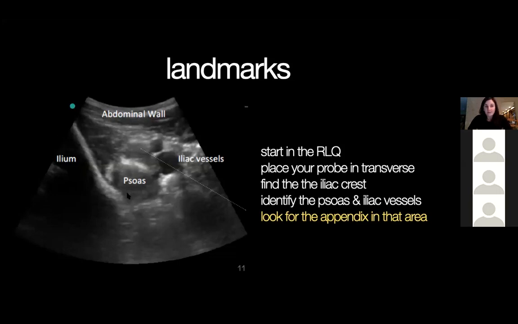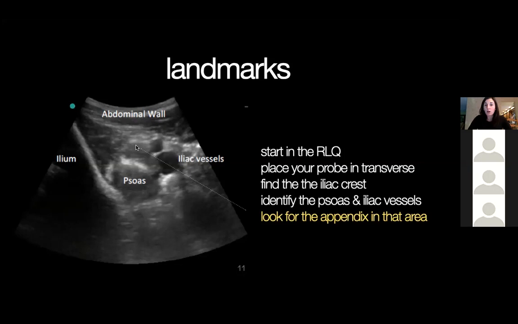Once you have the iliac crest, you're going to find some other structures that might ring a bell. The psoas muscle. So this is the psoas muscle that I can identify right here, okay? And the iliac vessels. So you're actually quite deep in the pelvis, right? You're not next to the belly button. You're a little bit lower than that. So you're going to find iliac bone, psoas muscle, and iliac vessel.